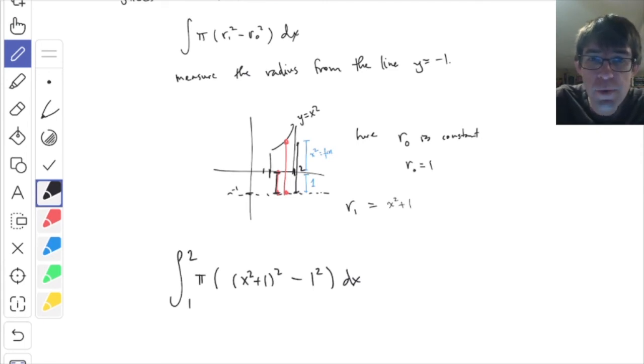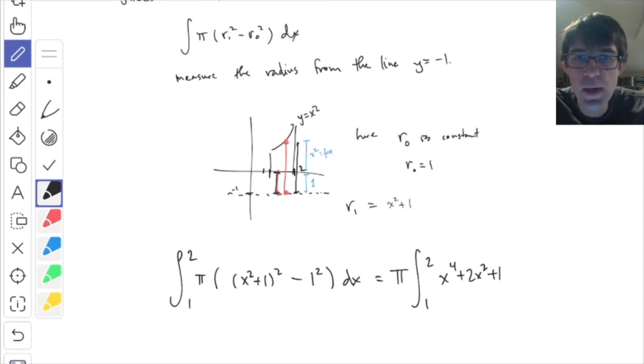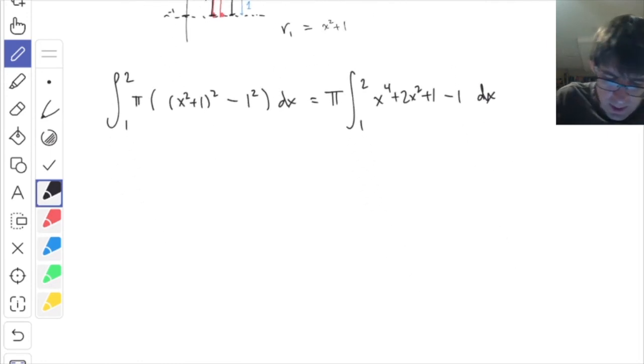Simplify inside before doing the integral. You've got to do the FOIL thing on that x squared plus 1, the whole thing squared. So I'll factor the pi out as usual. Do the FOIL. I get x to the 4 plus 2x squared plus 1. That's squaring out the x squared plus 1. And then I have that extra minus 1 that was there, that was from the inner radius. The 1's there can cancel.